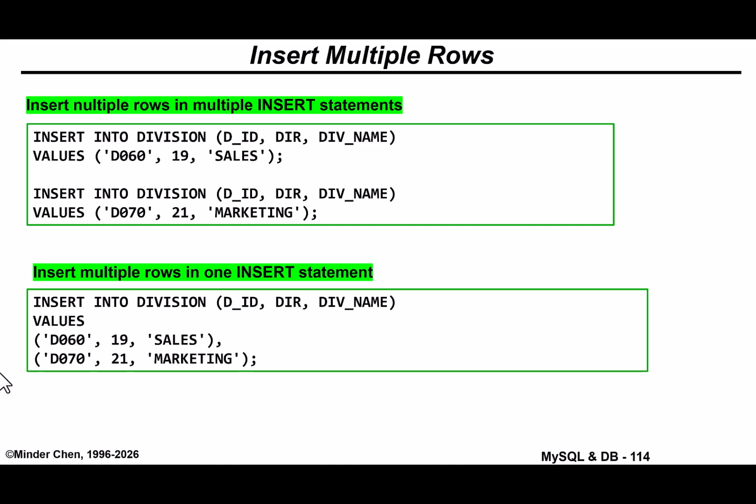You can write multiple insert statements to insert multiple rows, such as what we have here. However, we can also insert multiple rows in one insert statement. This is an example of combining these two into just one insert statement. Here we have two new rows. The values in parentheses are separated by a comma. Okay, so that will work.